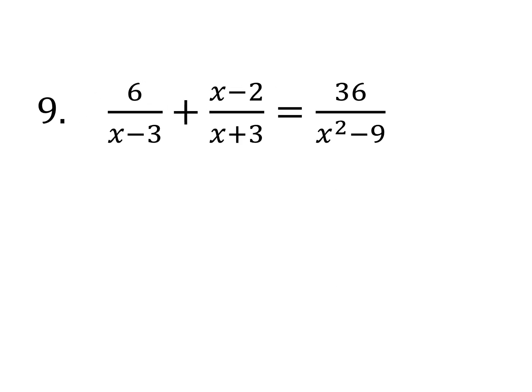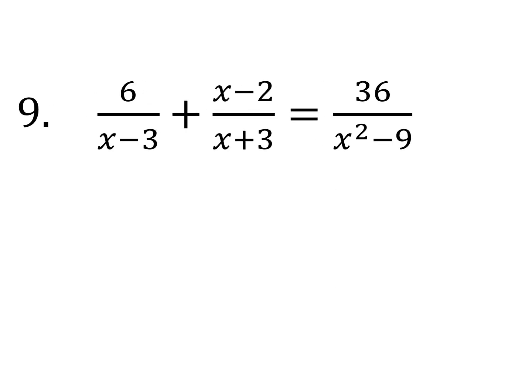So let's go back up to number 9. We always want to find our least common denominator first. So we want to find the factors of all of our denominators and multiply by what's missing. So let's factor our third piece here. What does x squared minus 9 factor into? X minus 3, x plus 3.